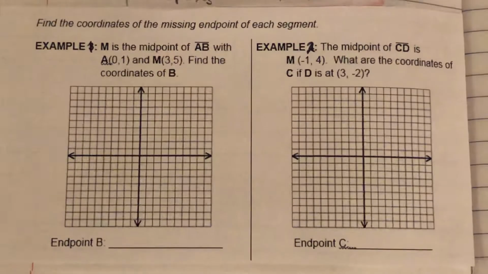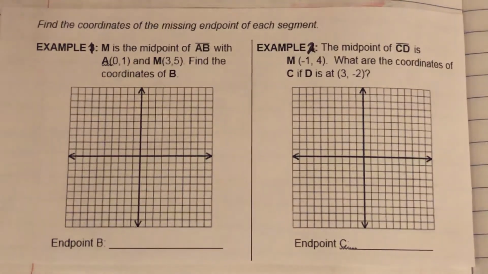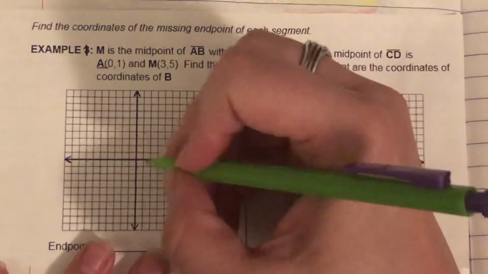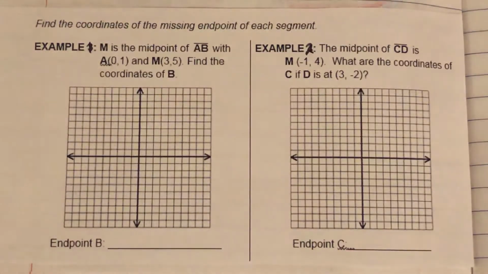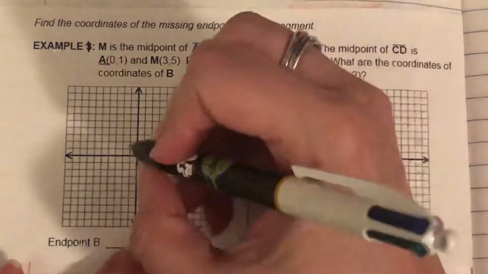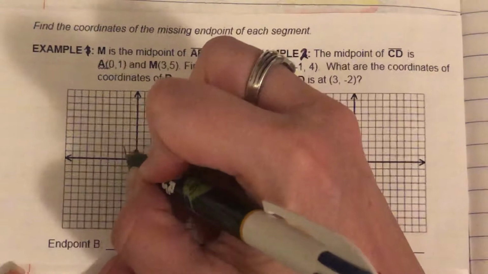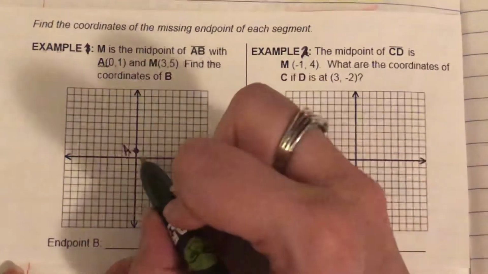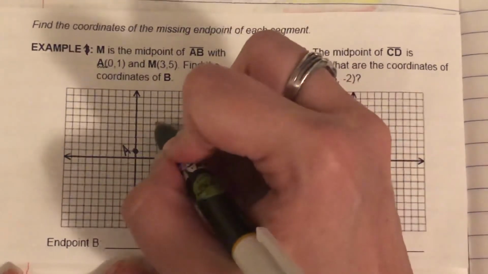Let me zoom out just a bit. There we go. Okay, so M is the midpoint of segment AB, with A at (0, 1). Actually, you know what? Let me grab a pen so that this is darker. A at (0, 1), and I'm going to want to go ahead and make that the letter A. And B is at 1, 2, 3, 1, 2, 3, 4, 5.